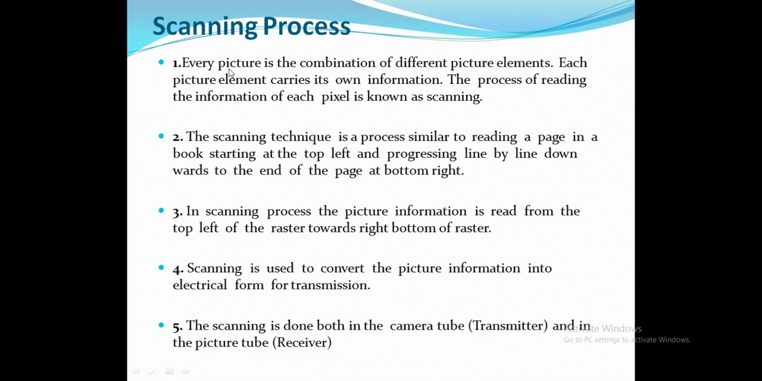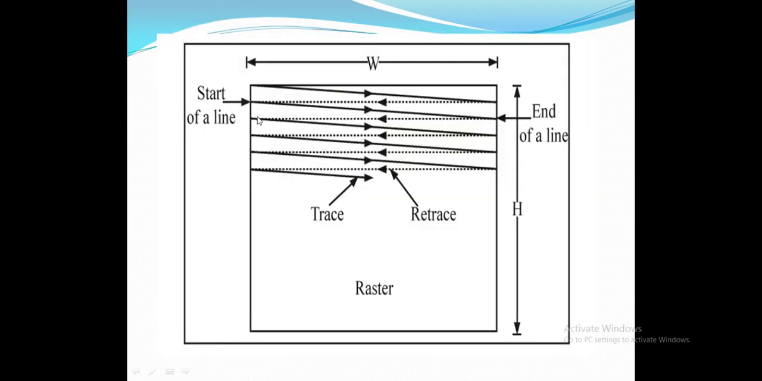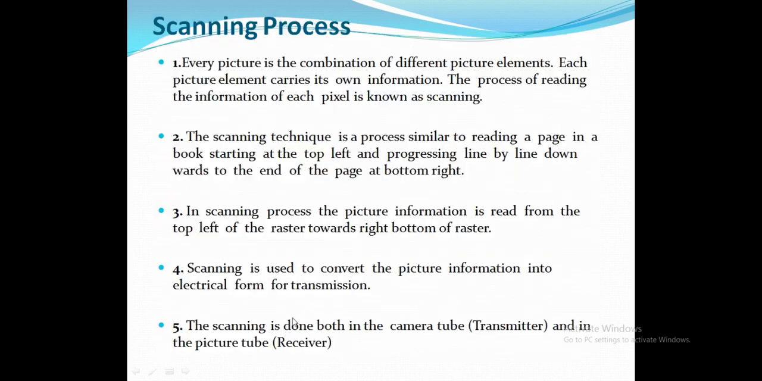Even in the scanning process, the picture information is read from the top left of the raster towards the right bottom of the raster. See here, this is the start of a line, the start at the top of the line. From this point, each and every line we read.